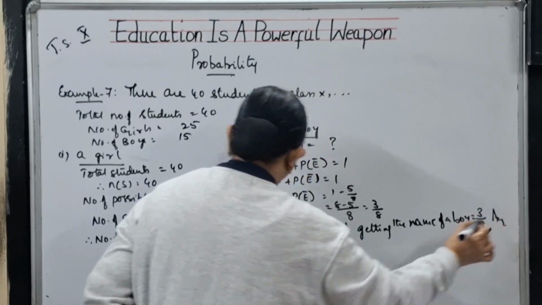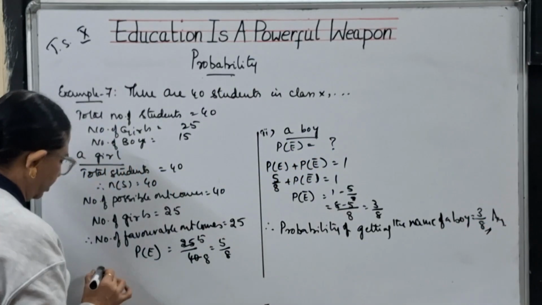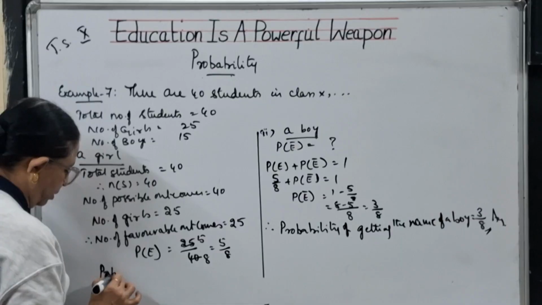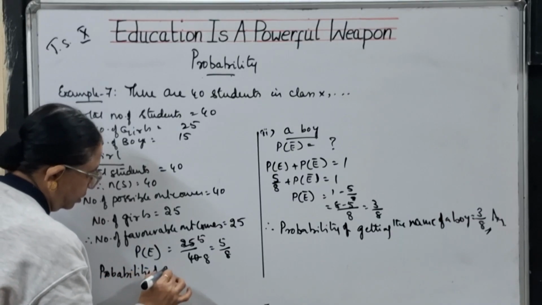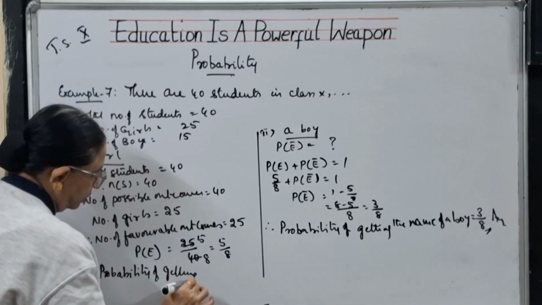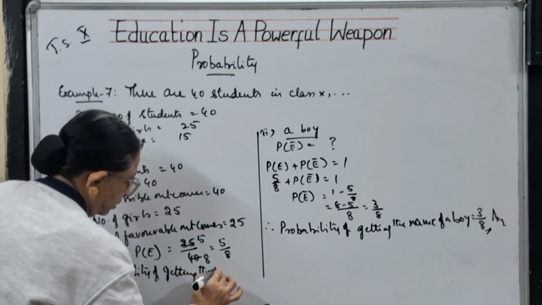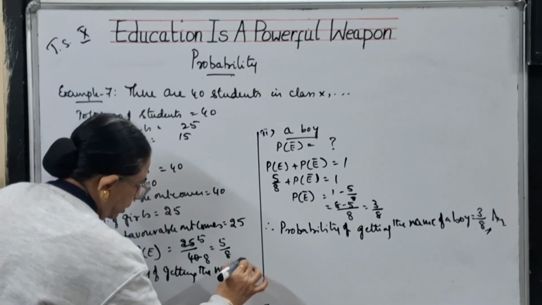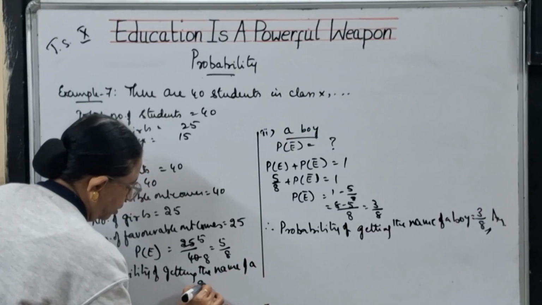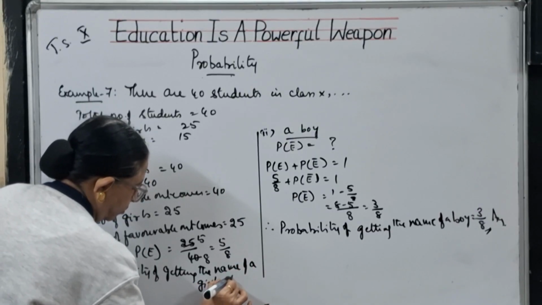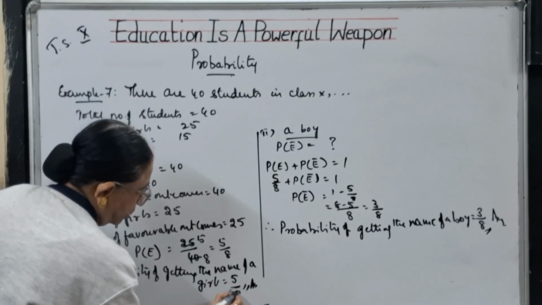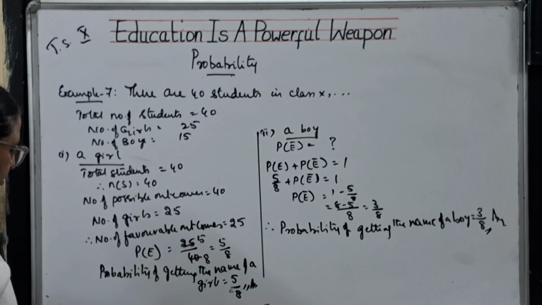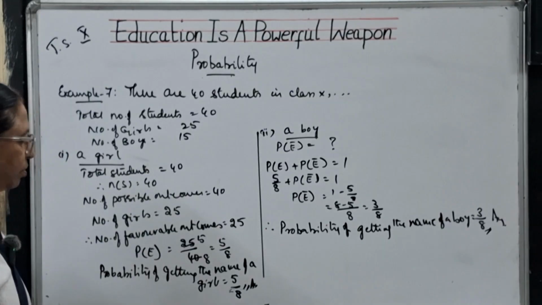So, this is one answer, children, and this is nothing but probability of getting the name of a girl is equal to 5 by 8. So this is one answer. This is 5 by 8, children. This is one answer, and that 3 by 8 is one more answer, children.